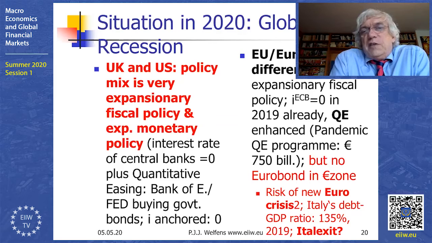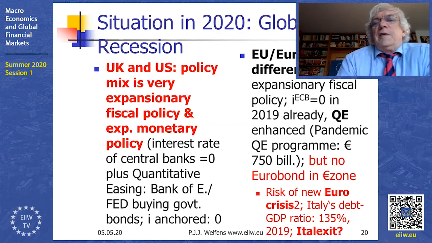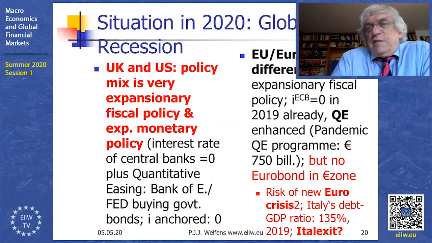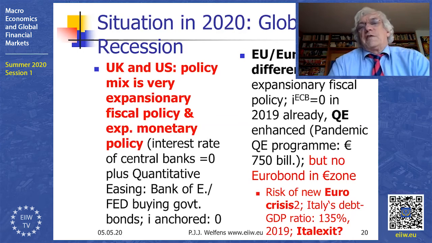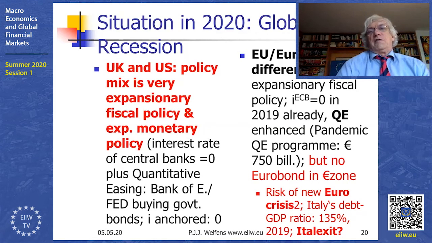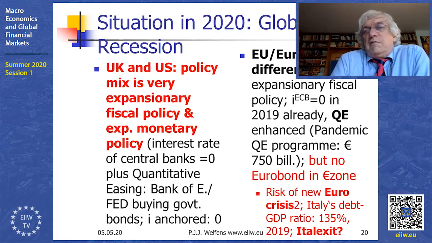In the Eurozone, things are a bit different. You also have an expansionary fiscal policy, but there is no Euro fiscal union, so you have 19 member countries, and therefore you have something maybe like a coordinated fiscal policy of Eurozone member countries. There is an EU fiscal policy package which comes on top of the national expansionary fiscal policy measures adopted by individual Eurozone member countries. But as I said, the interest rate of the ECB already was zero in 2019. So therefore the ECB has, among other things, restarted or enlarged its quantitative easing program.